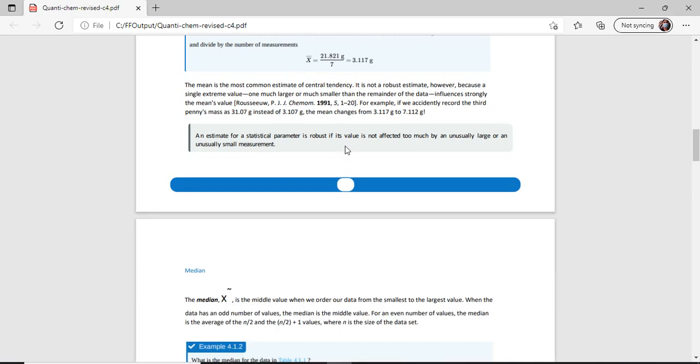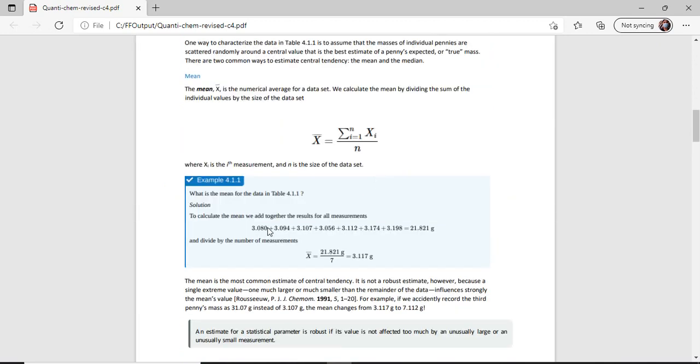An estimate for a statistical parameter is robust if its value is not affected too much by unusually large or unusually small measurements. So, their data is relatively close to each other.